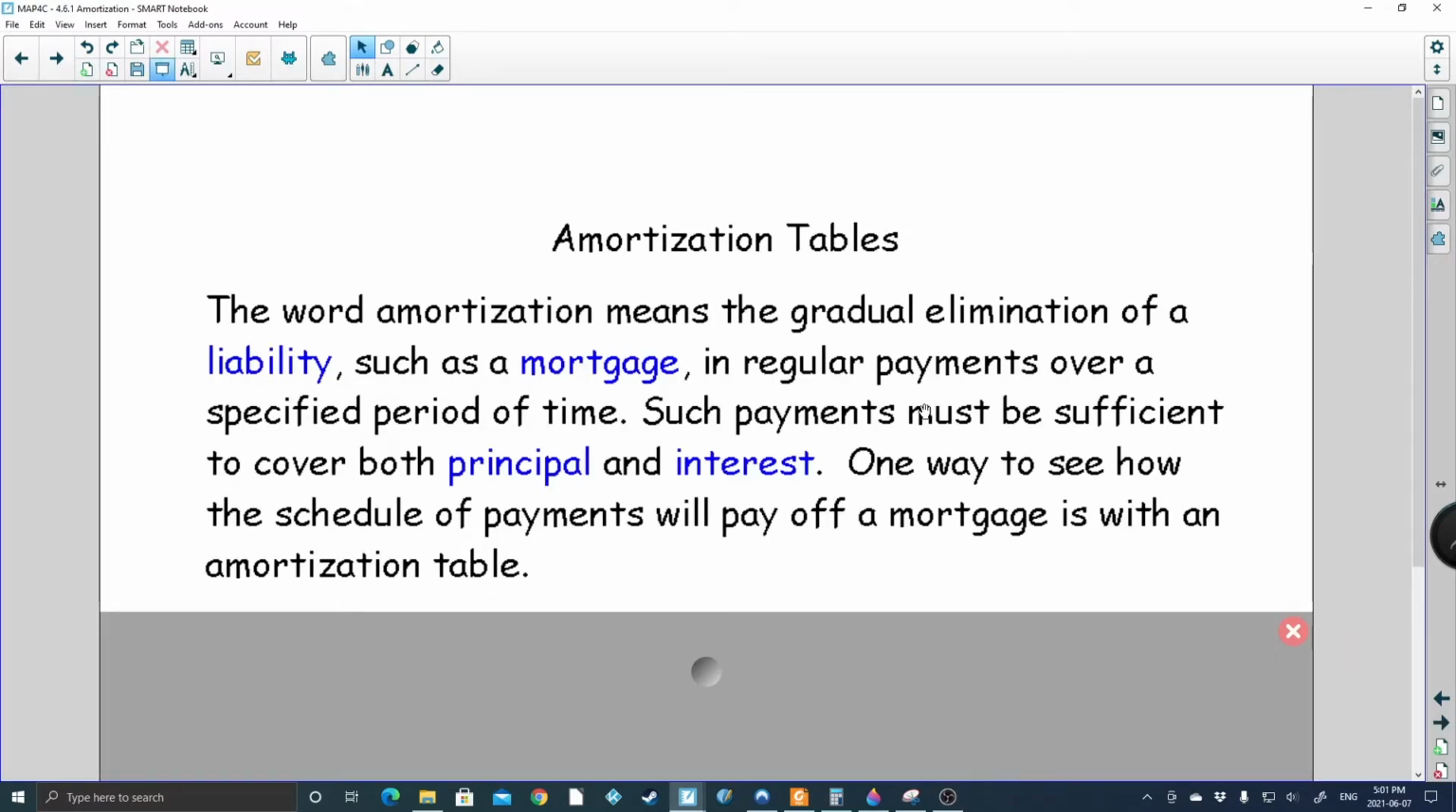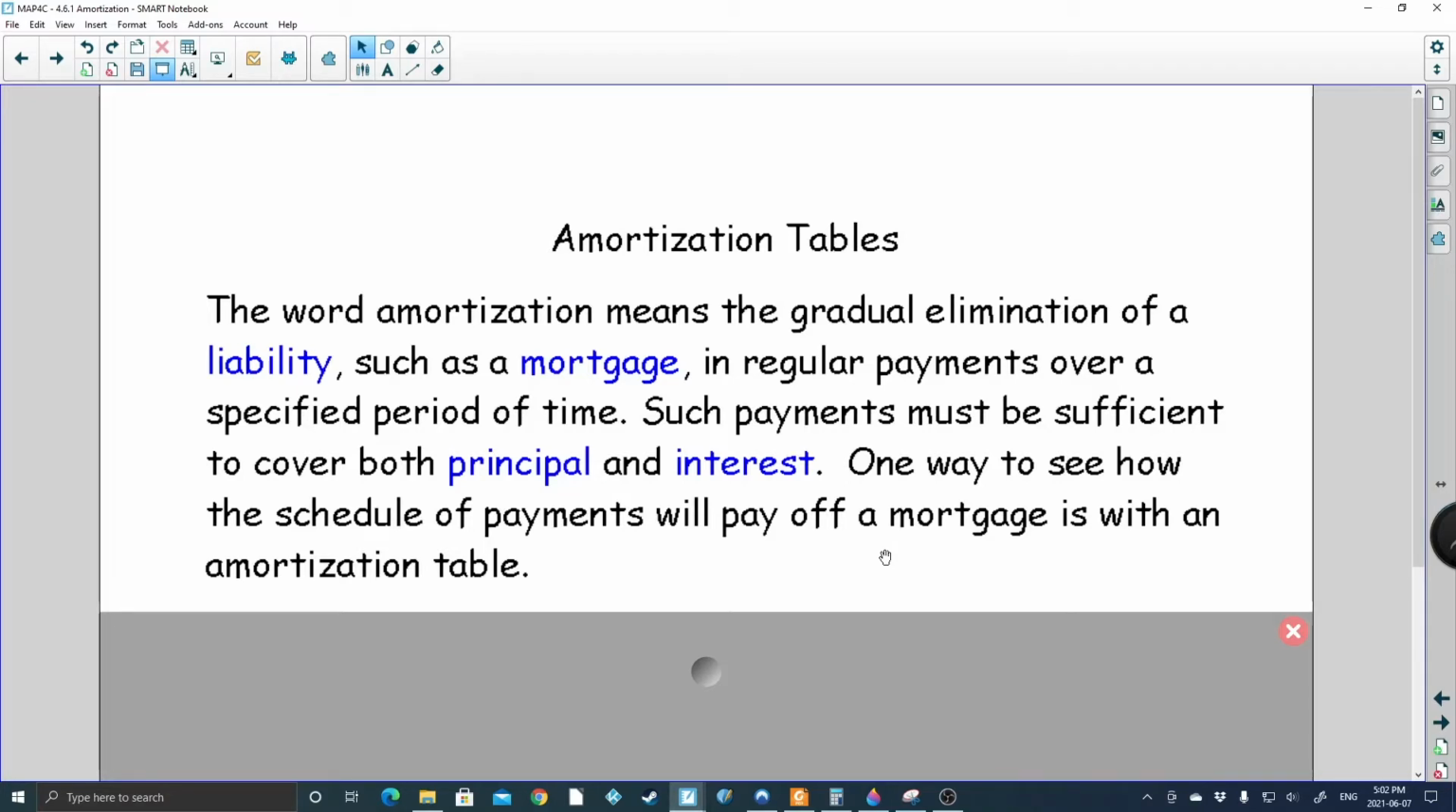So the way that we're going to do the calculation of how to pay off a mortgage is through what we call an amortization table. Now, the word amortization means the gradual elimination of a liability such as a mortgage in regular payments over a specified period of time. So what happens is the bank is going to say, okay, well, you are buying a house that's $300,000. We're going to charge you a certain amount of interest. So by the time you're done paying the house, you're going to be actually charged $450,000. You've got 25 years to do that. Here are your regular payments that you're going to do every month to be able to do that.